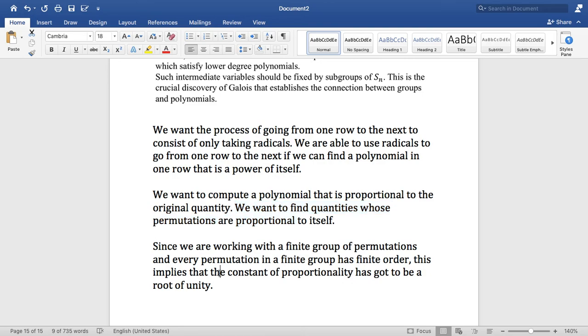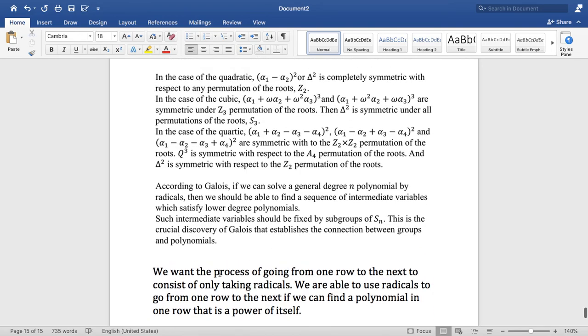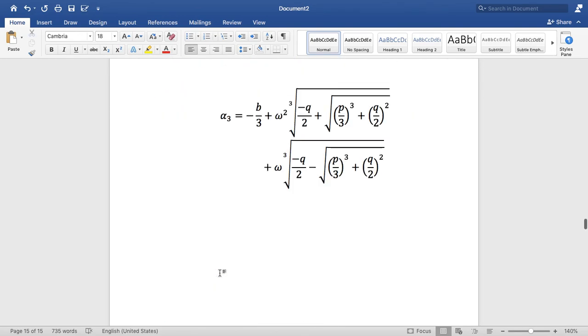Okay? Like I said, I try to avoid field theory. I try to avoid a lot of technical language, because we can talk about separable extensions, normal extensions, and so on. Like I said, I want this to be a bird's eye view.